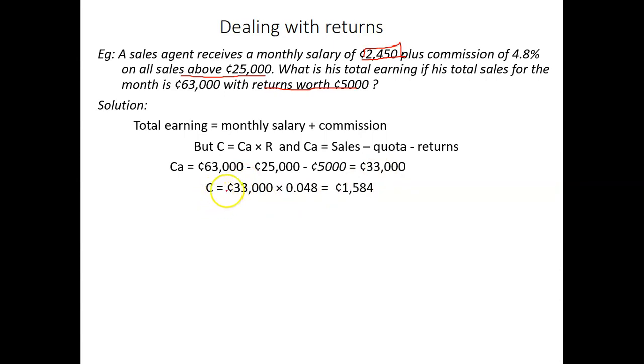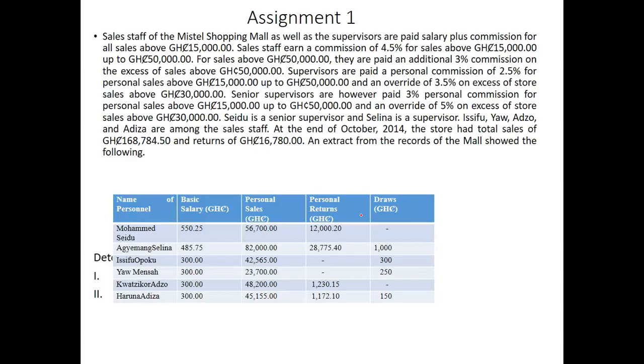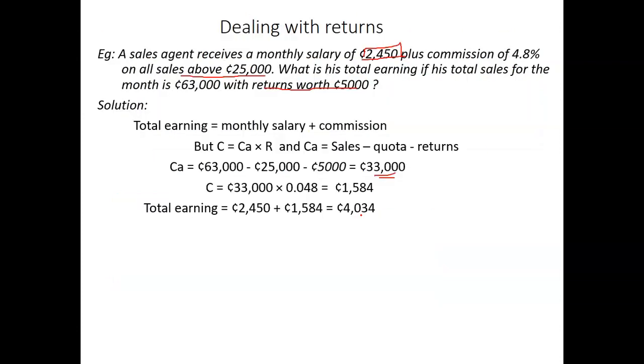To get the commission, you take the commission amount, which is 33,000, times the rate of commission, which was 0.048. That's 4.8 divided by 100, which is 0.048. When you multiply this, you get 1,584. So that's the commission. To get the total earning, the salary was 2,450, so we add the commission to it, and we get 4,034 cedis.